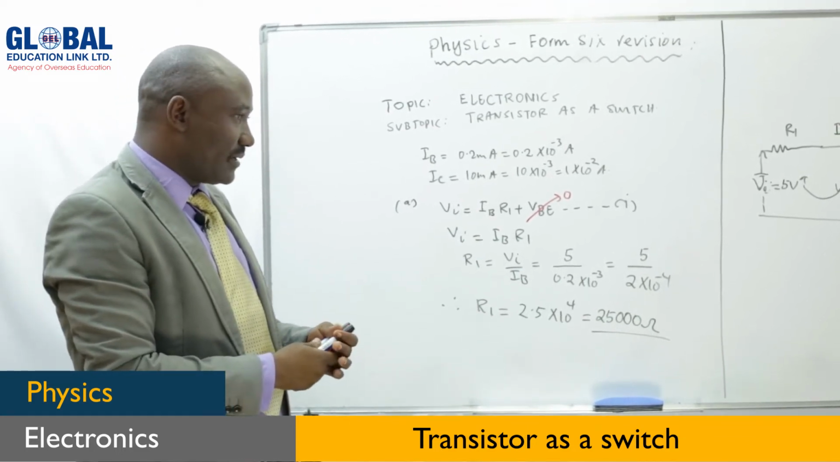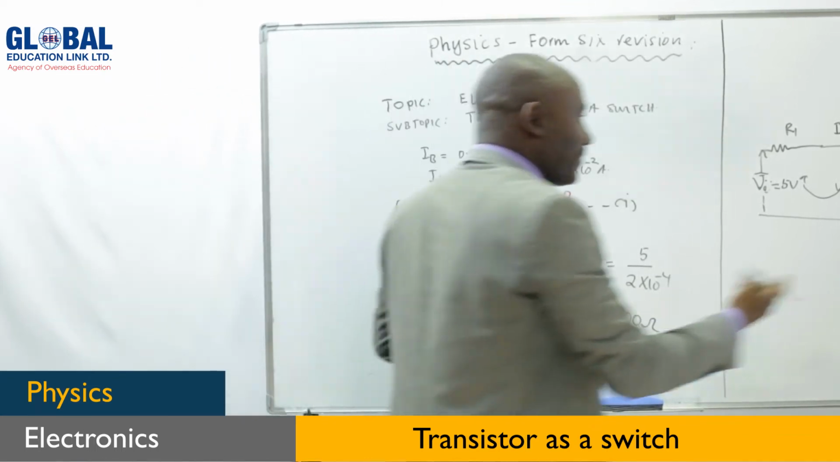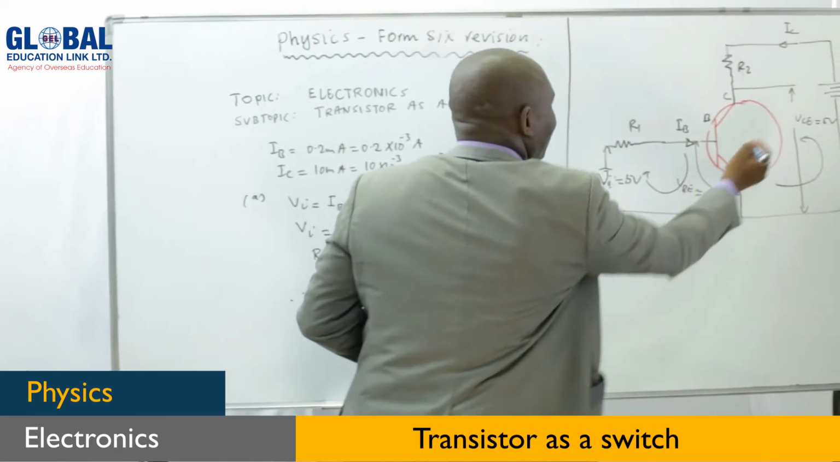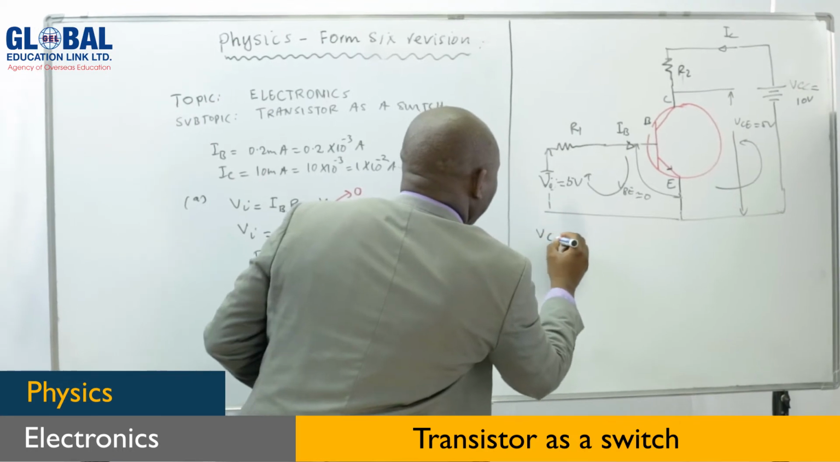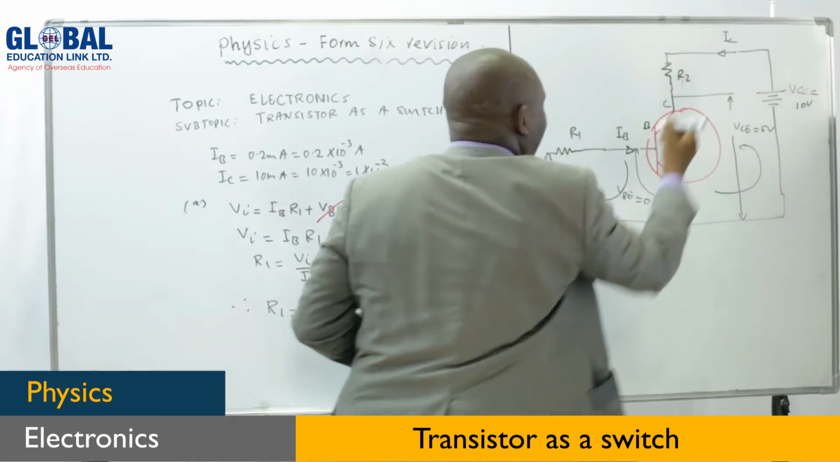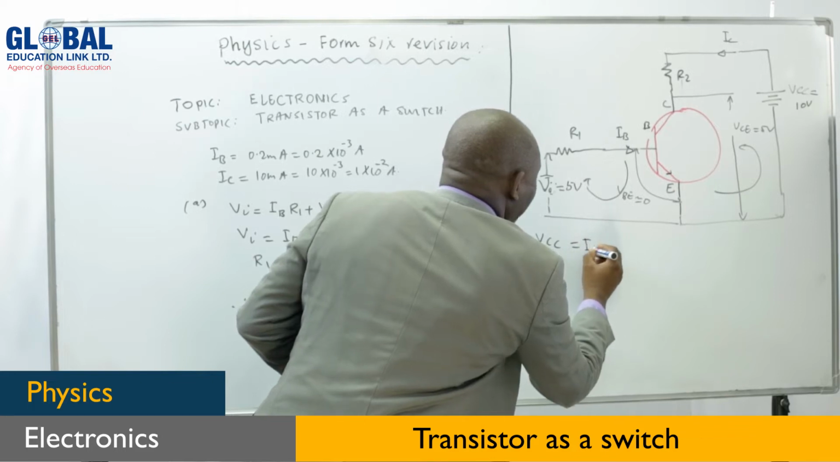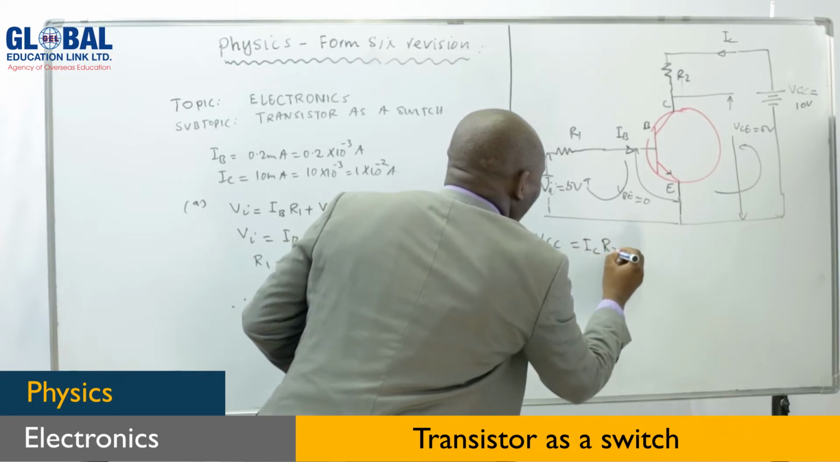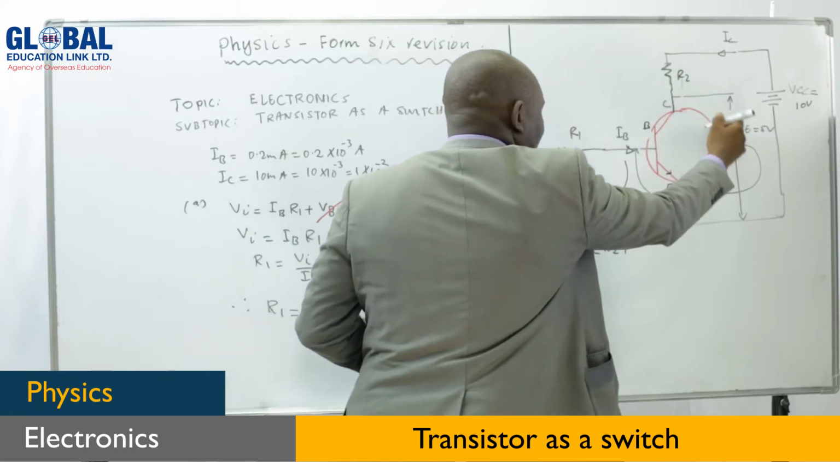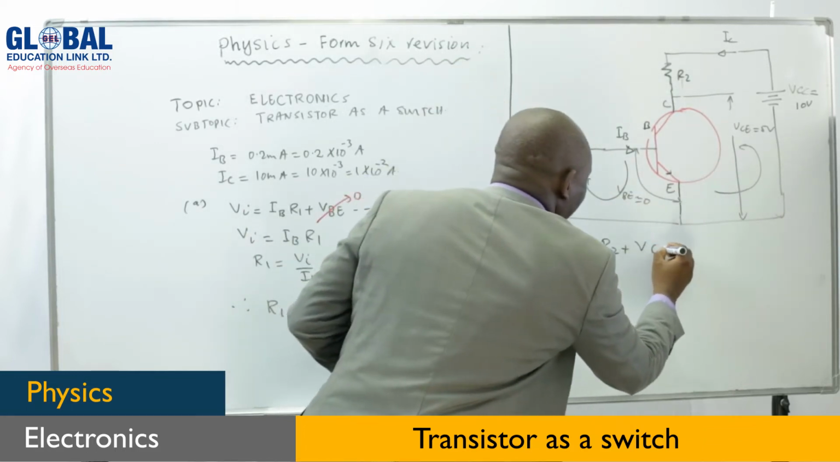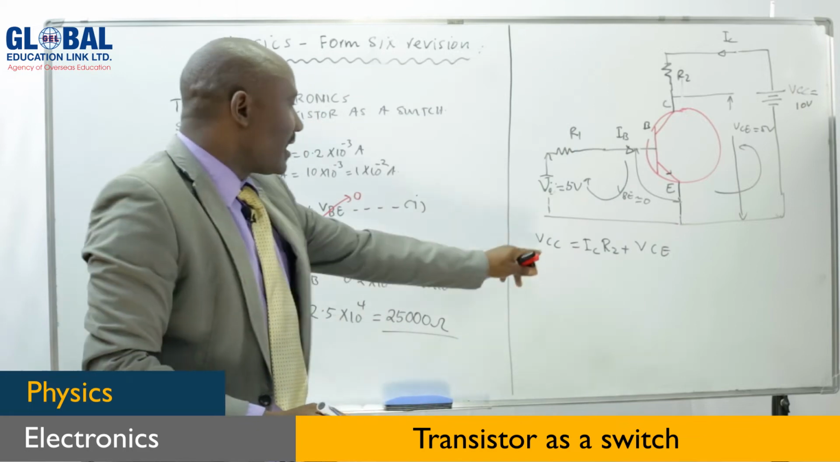Now R2, you can find from the output circuit. From this circuit, we have VCC equals the voltage across R2, which is the collector current times R2, plus the voltage across this junction, VCE. Our VCC is 10.